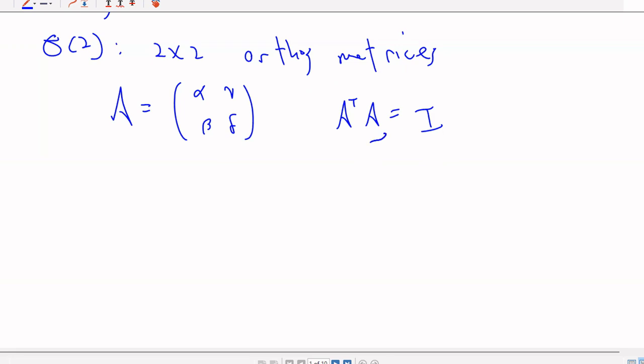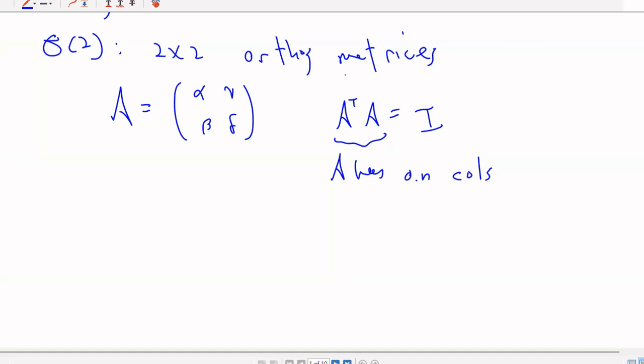This right here is saying that A has orthonormal columns, if you think about that. Because the way matrix multiplication works, A transpose takes the columns of A and makes them the rows of A transpose. So we're taking rows of A transpose times columns of A gives you the identity, which means that the columns of A, when you take their dot products, you either get one or zero. If you take the dot product of column one with itself, which is given by the one, one entry of A transpose times A, you get one.